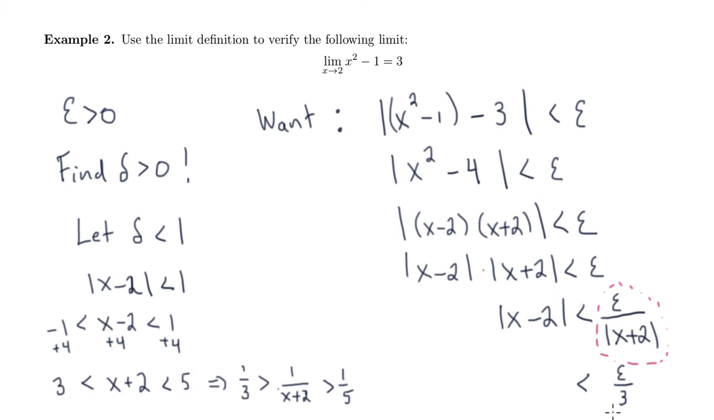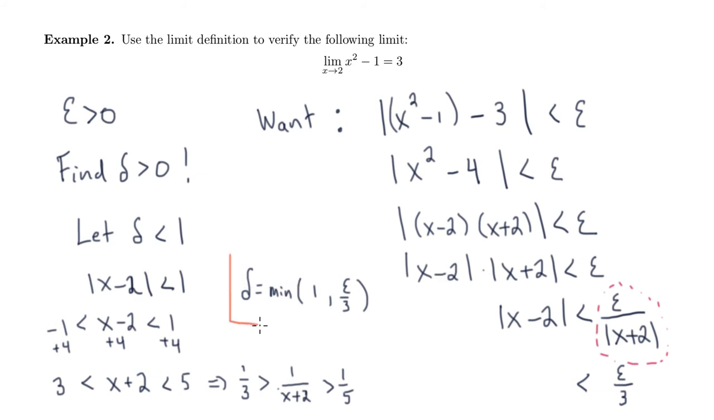And now that's a fixed number. So as long as delta is less than 1, absolute value of x minus 2 is going to be less than, well, whatever number is epsilon here over absolute value of x plus 2, which is less than epsilon over 3. So if I'm working backwards, I want absolute value of x minus 2 to be less than epsilon over 3. So I'm going to let delta equal the minimum between 1 and epsilon over 3.